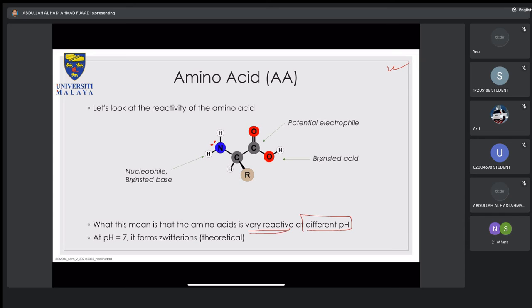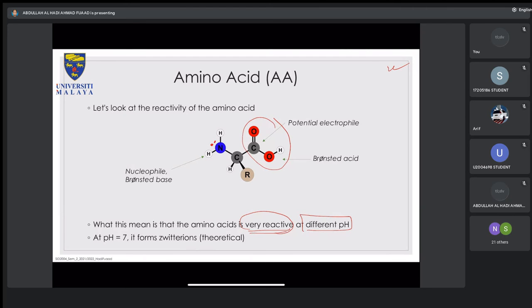Very reactive here does not mean that it will spontaneously react. What I mean by very reactive is that you can control the reactivity of the functional group of an amino acid at a certain pH. Say, for example, if you want a reaction occurring only at the carboxyl terminal, then you might want to choose a pH above, I think on average, about 2.5.